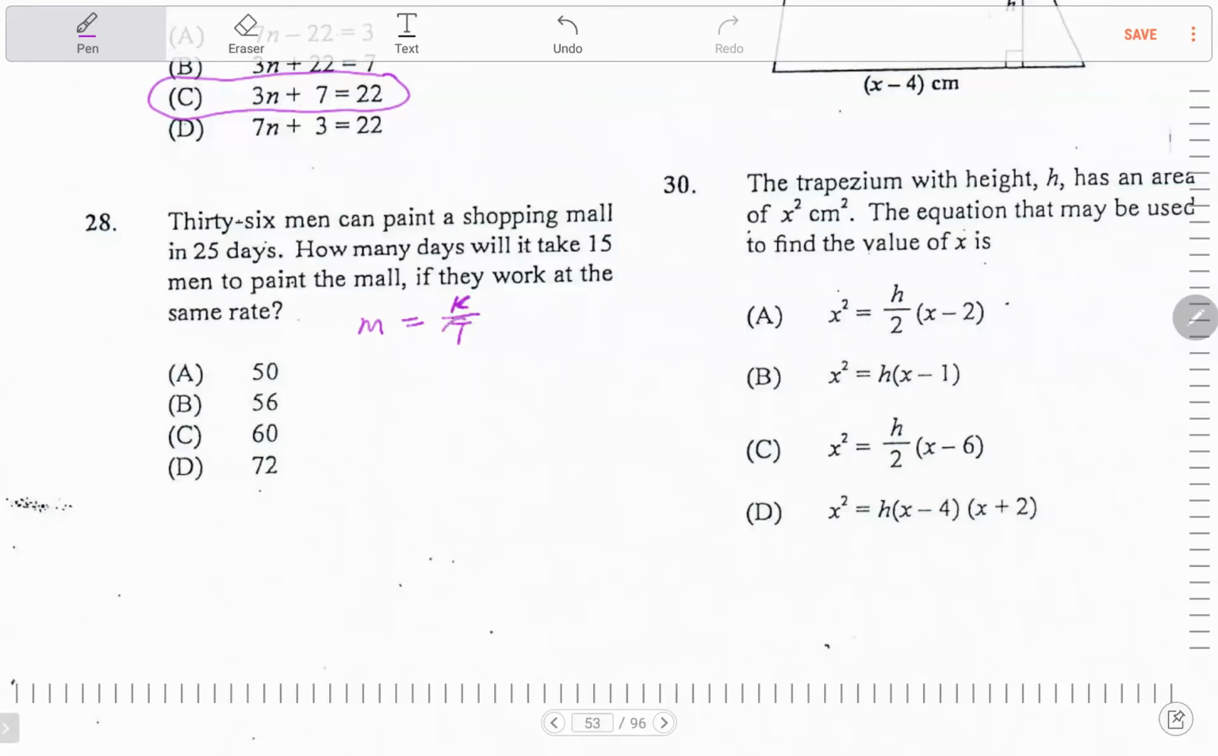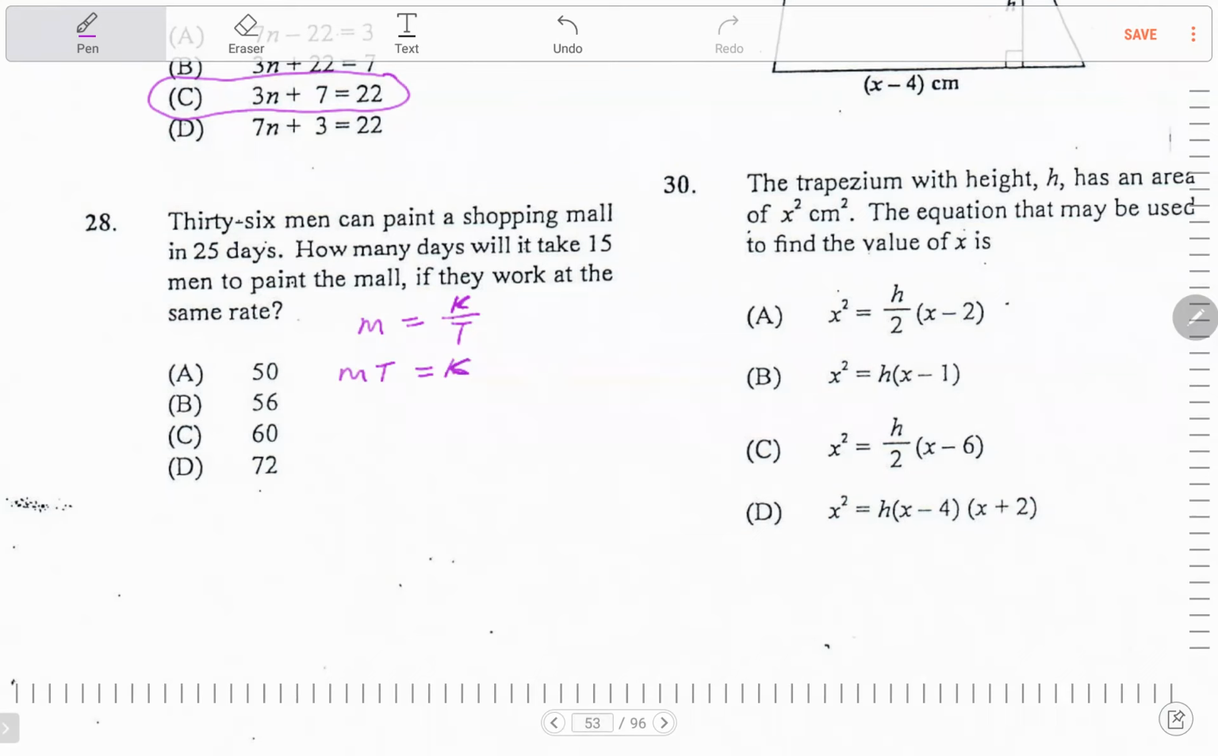More time needs fewer men, and vice versa. So what it means, therefore, is that the number of men times the time will always equal a constant. When you have an inverse variation, the product of the variables is always a constant. If you know that, then you're good. When you have a direct variation, the quotient of the variables will be constant.